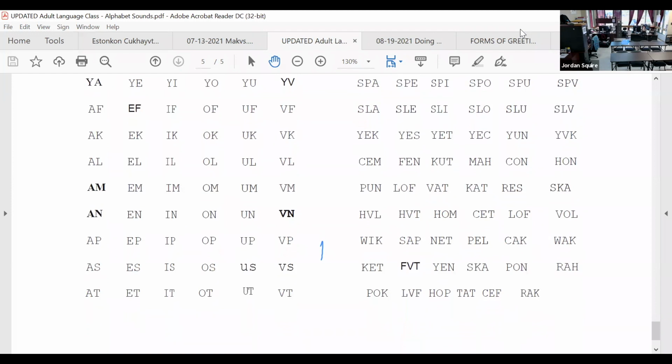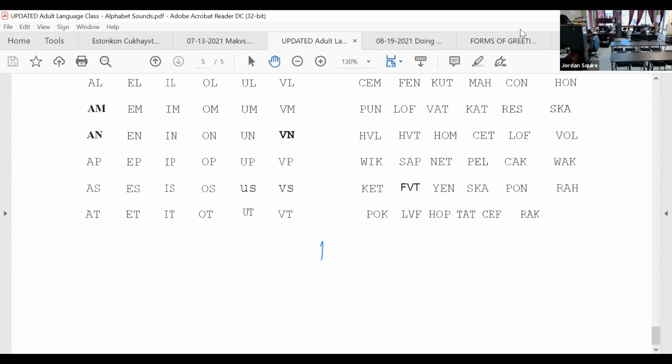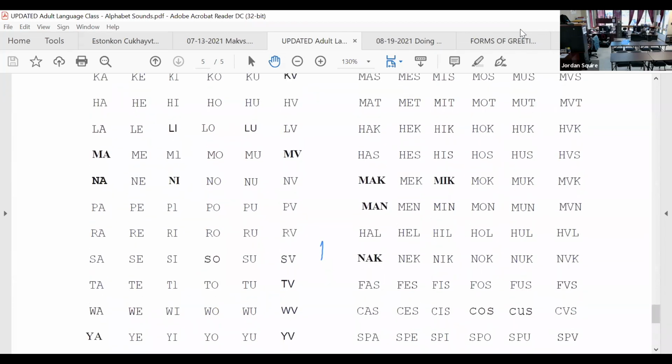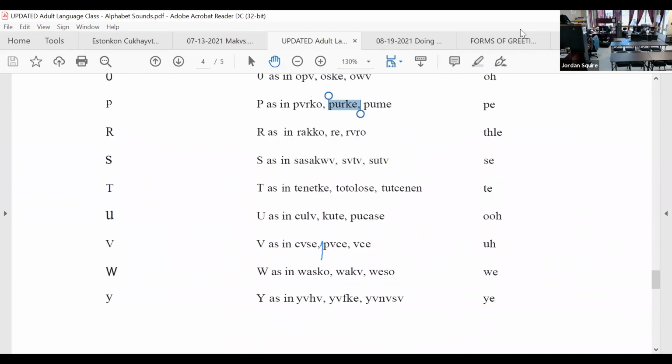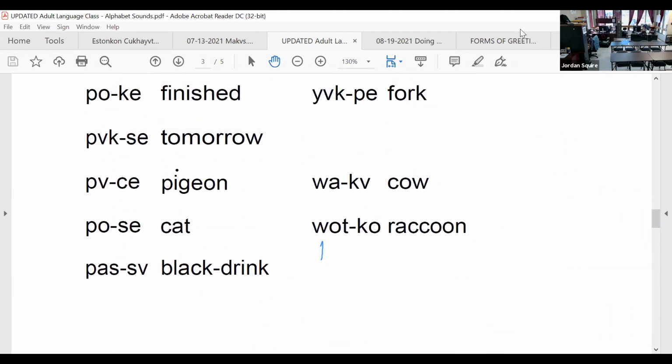Hal, hut, home, chit, loaf, walk, sop, knit, bill, jock, walk. Kit, but, yin, scarf, spawn, ta. Book, lift, op, dot, chief, stock. Okay, any questions so far on these sounds? Okay.